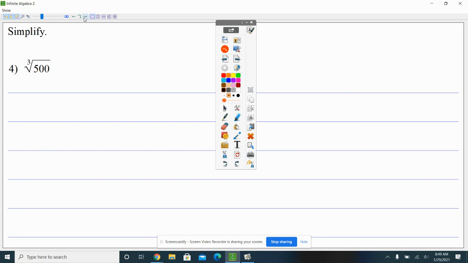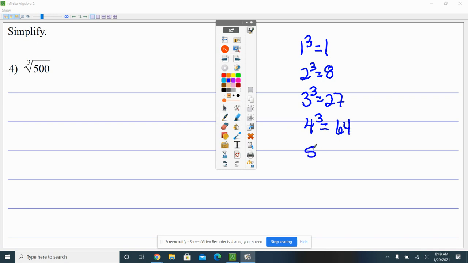So what happens when you have a cube root? Well, when you have a cube root, you don't want a perfect square list. You instead want a perfect cube list. And you might not know these very well, so you might need to make a list to help you. 4 to the third is 64. 5 to the third is 125. I think 6 to the third, I believe, is 216. Let me double check. Yep.